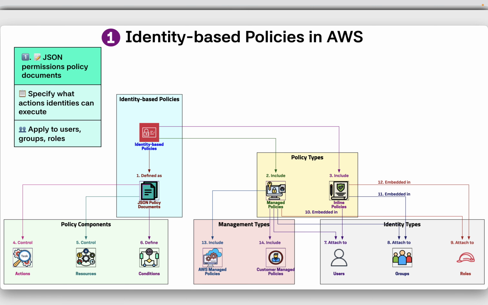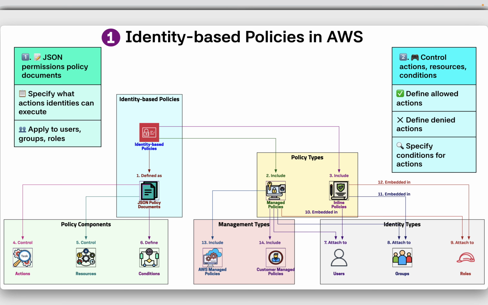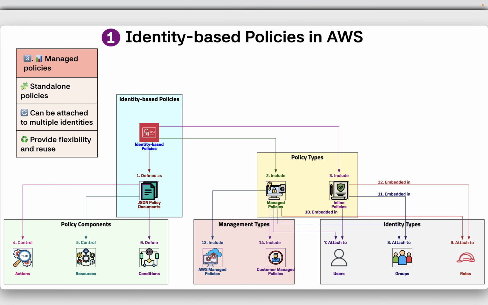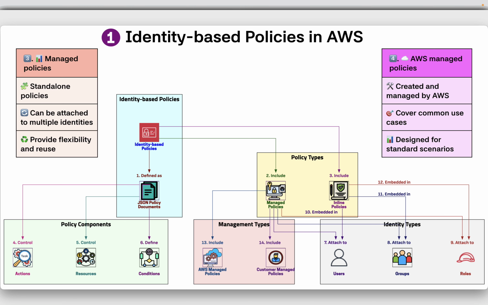First, they are JSON permissions policy documents, and these documents specify what actions identities, that is, users, groups or roles, can execute within AWS. They define the actions allowed or denied and under which conditions these actions can be performed. Managed policies are standalone policies that can be attached to multiple identities within AWS, providing flexibility and reuse.